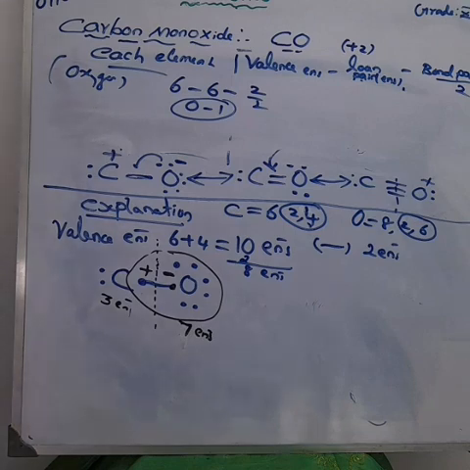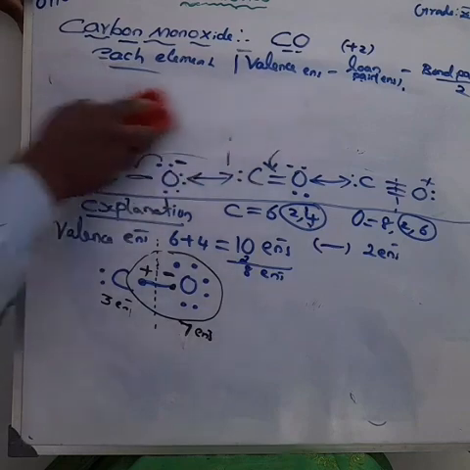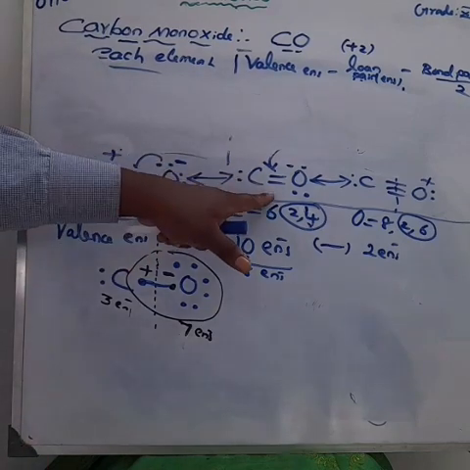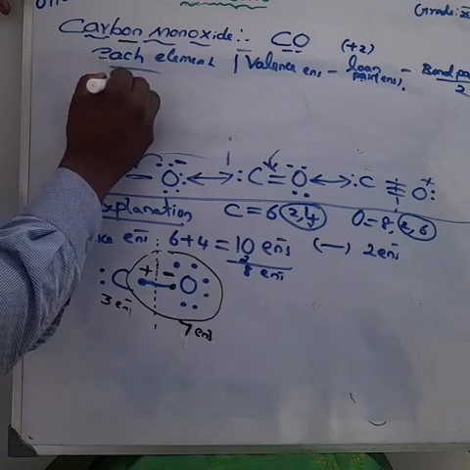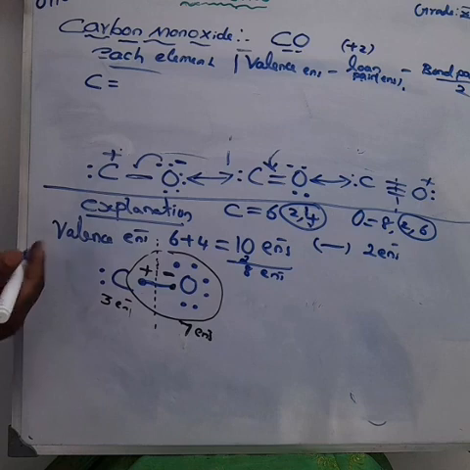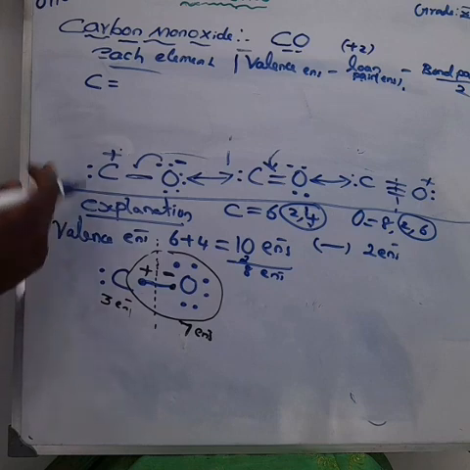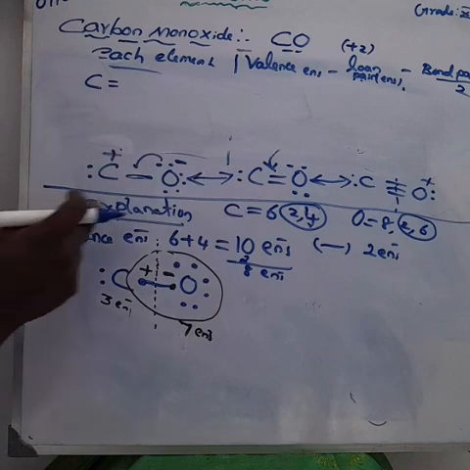Next one: carbon double bond oxygen. Carbon having 2 electrons, oxygen having how many electrons? 4 electrons. How can you find the charge for each element of this molecule? First I am taking carbon. What is the valence electron of carbon?